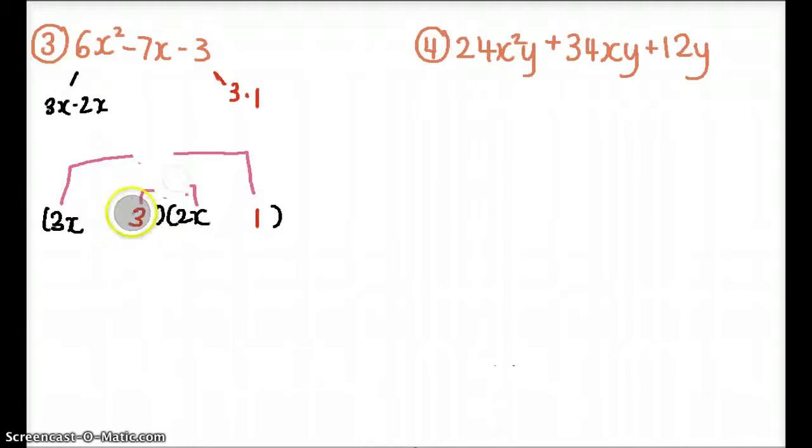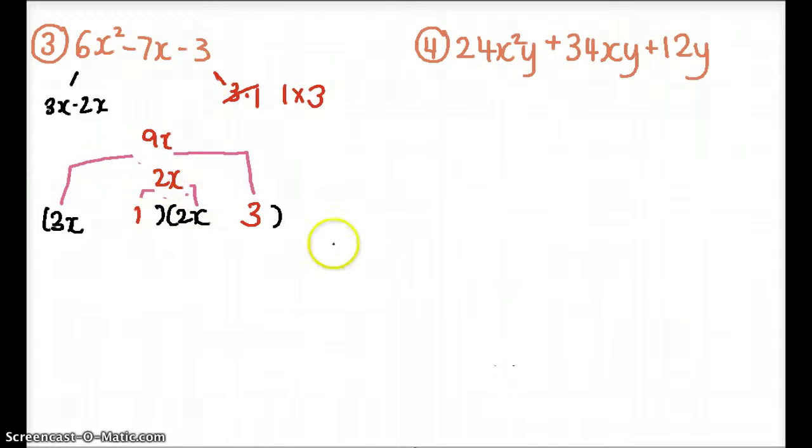So we're going to try a different combination. So what if instead of 3 times 1, we tried 1 times 3? So I'm going to try that, 1 times 3. Then the outside numbers, we get 9x, and the inside numbers, we get 2x. And it turns out that if we do 9x or negative 9x plus 2x, we do get negative 7x. So I'm just going to write a negative sign there and do negative 9x plus 2x.